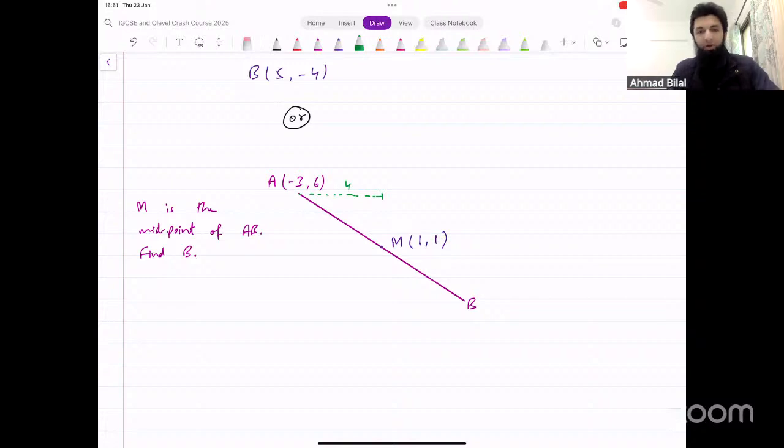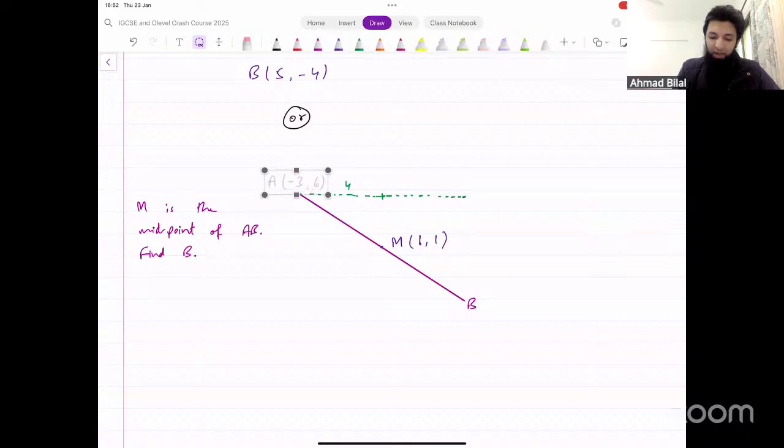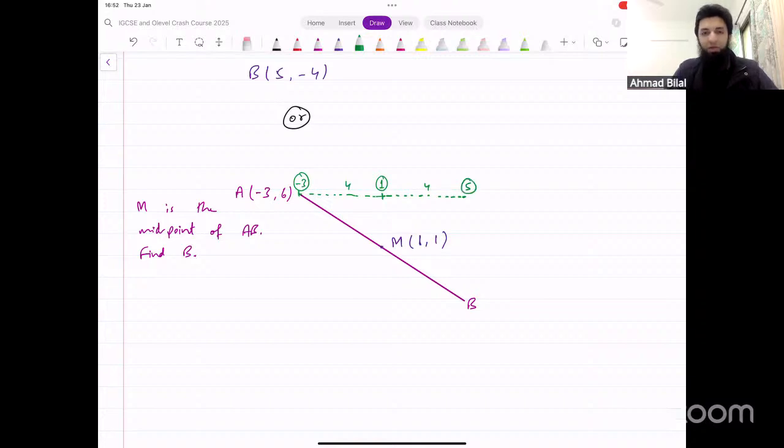Now M is the midpoint of AB. So how do you get to the x coordinate of B? You go 4 units more to the right side. Now the point A has coordinates minus 3 and 6. That means this point is minus 3 on the x coordinate. This is going to be 1 because this is 1. You add 4 more to that so that this point becomes 5. 1 plus 4, that is 5. That means the x coordinate of B is going to be 5.